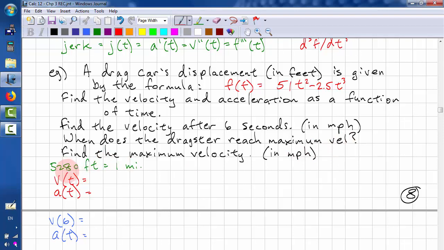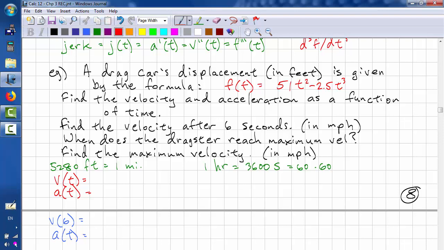Note that 5280 feet is 1 mile, and 1 hour is 3600 seconds. That's 60 times 60. 60 minutes per hour and 60 seconds per minute.